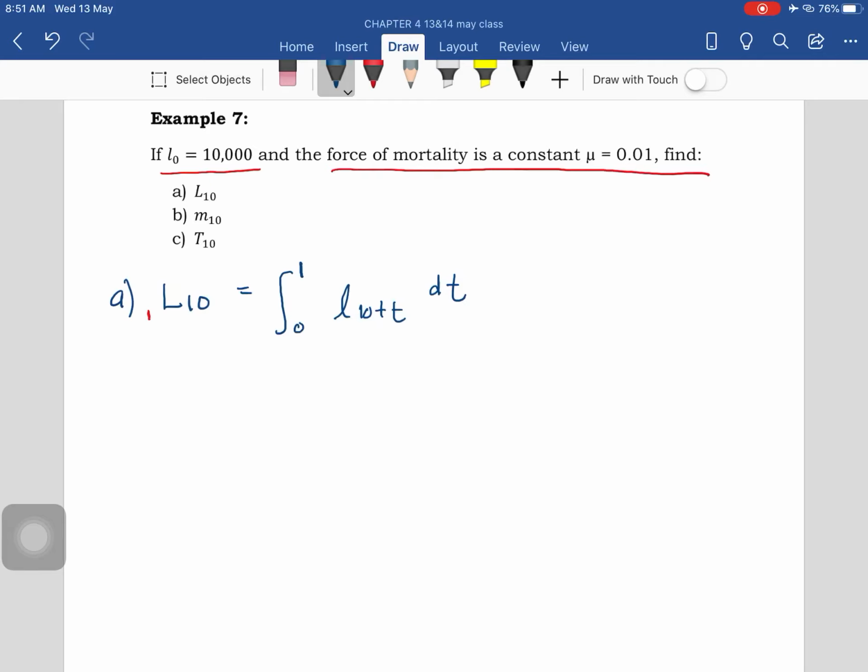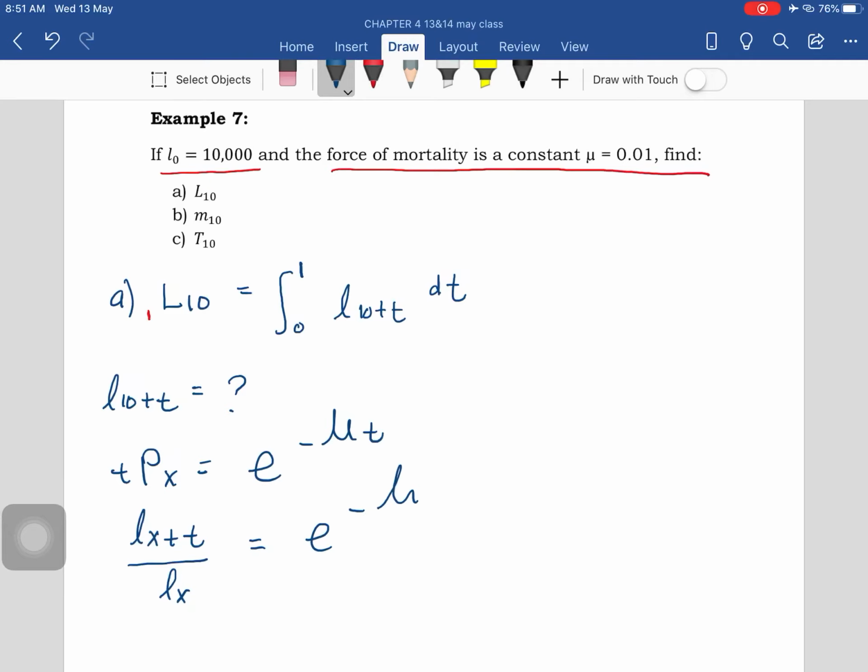So how to find the l10 plus t? Okay, this is constant force. Remember, tpx for constant force is e to the negative mu t. So tpx is actually equal to lx plus t over lx, if we convert it in terms of life table in terms of lx. So it is equal to e to the negative mu t.